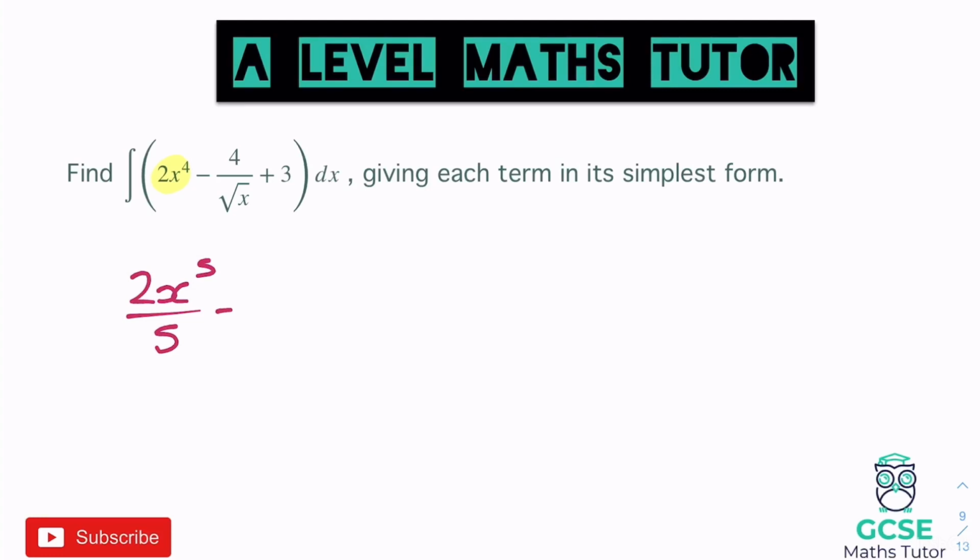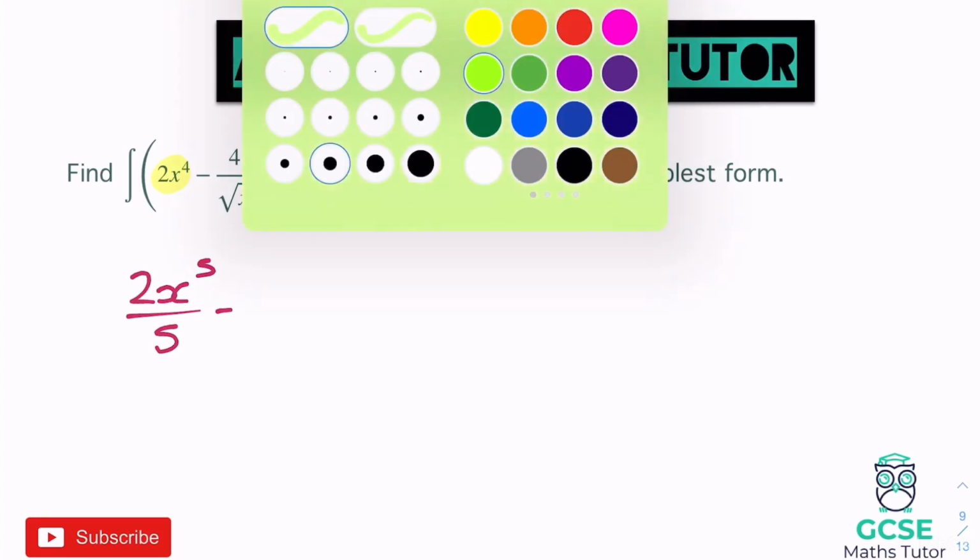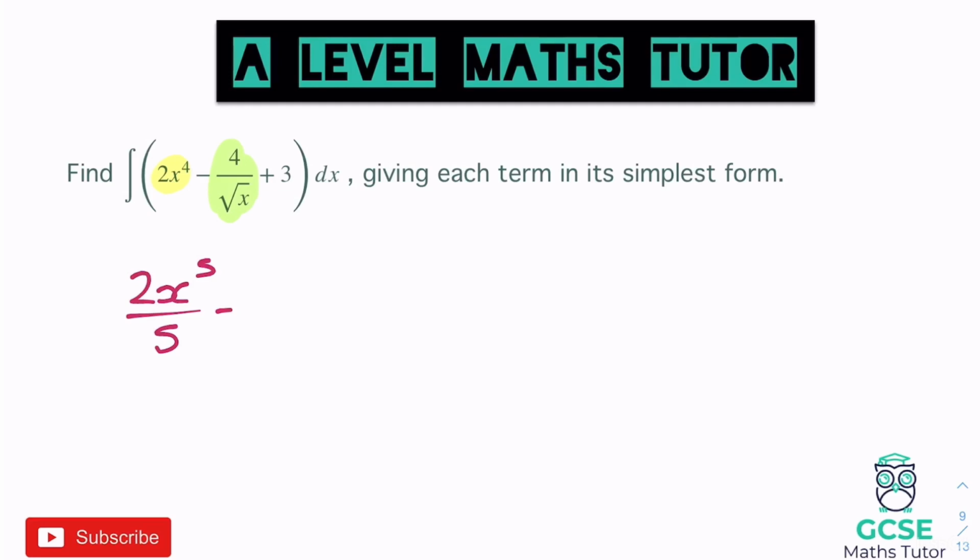Take away. And then we've just got to rewrite this second piece here. So this 4 over root x. Now again, root x on the bottom can be written as x to the power of a half. We've met that before. And obviously it's 4 over that. So we can write it as 4x to the power of minus a half. And again, just thinking about the working out for that, you could have 4x to the power of 0 divided by 4x to the power of a half.